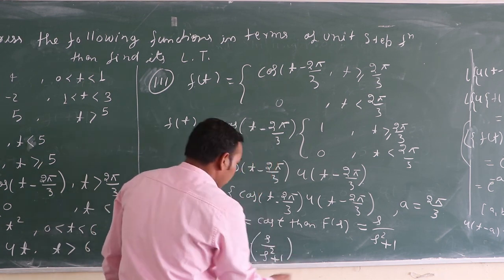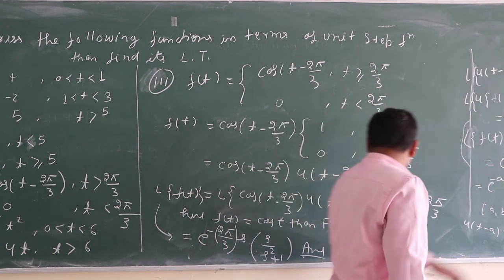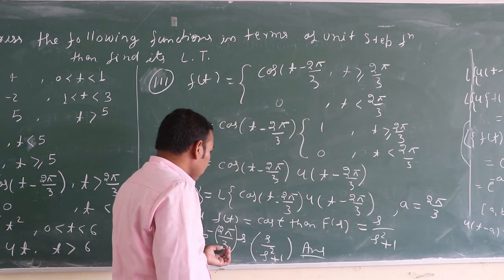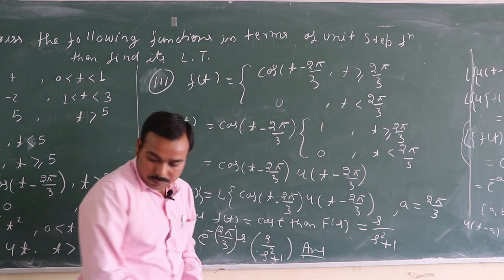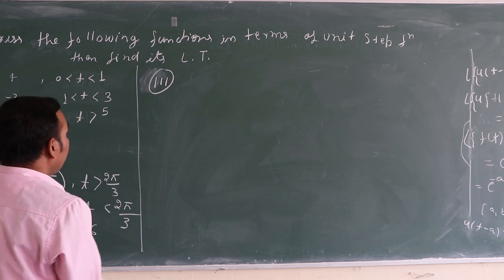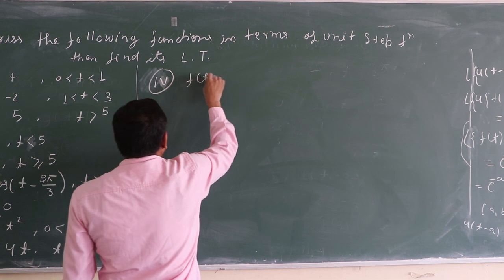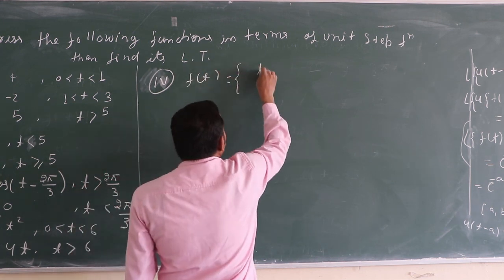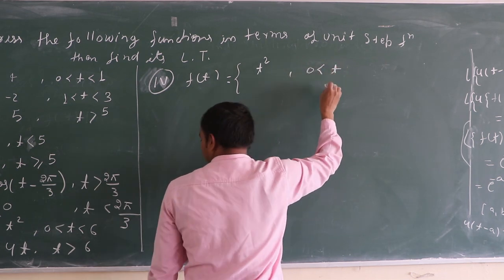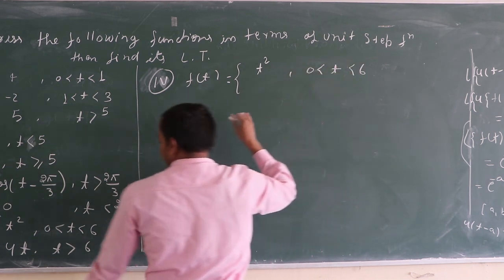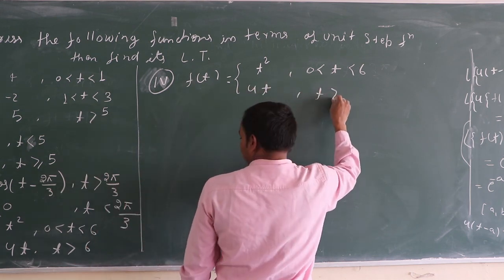So finally we get the answer: here a equal to 2 pi upon 3 and f(t) equal to cos t. Now we solve one more example, that is f(t) equal to t square for 0 less than t less than 6, and 4t for t greater than 6.